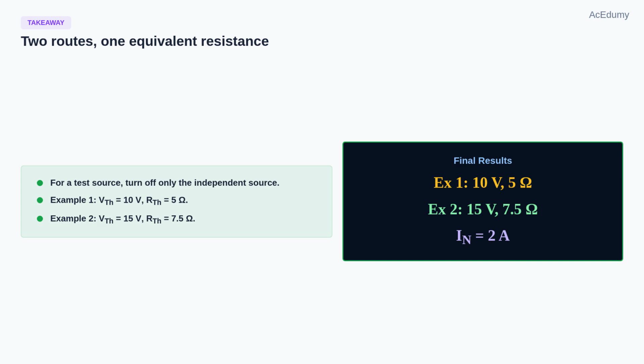With dependent sources, do not turn off the dependent source by itself. For a test source, turn off only the independent sources and keep the controlling variable in the equations. For a short circuit method, use Vthevenin divided by I short. Both approaches give the same resistance when the signs are tracked consistently.